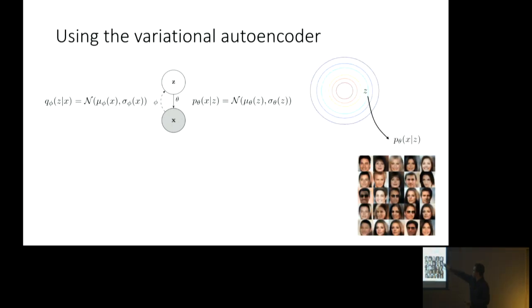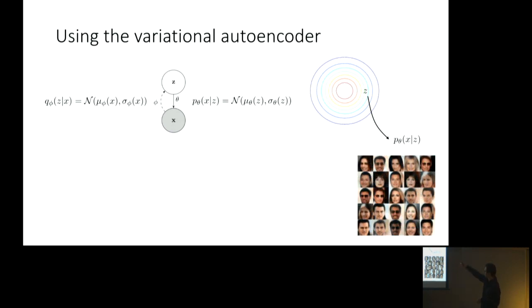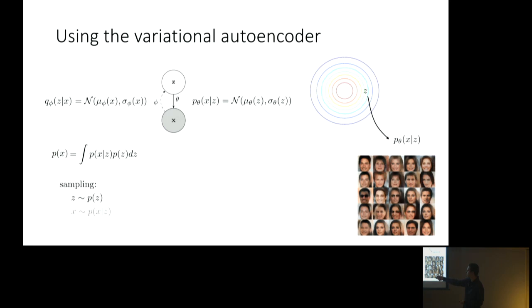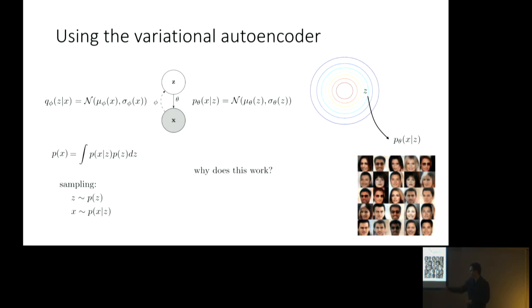So this is the cartoon picture of how you sample from a variational autoencoder. You pick a z from the prior and then you decode. The way that it works mathematically is you choose a z according to P of z, and then you choose your x according to P of x given z. Now, why does this work? Why does the sampling procedure work?